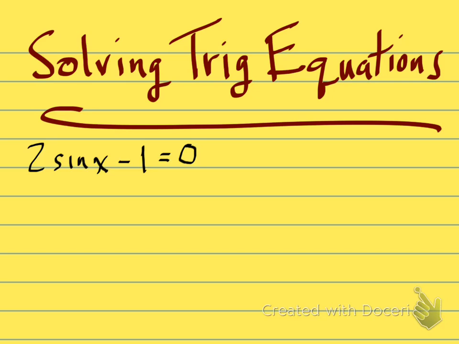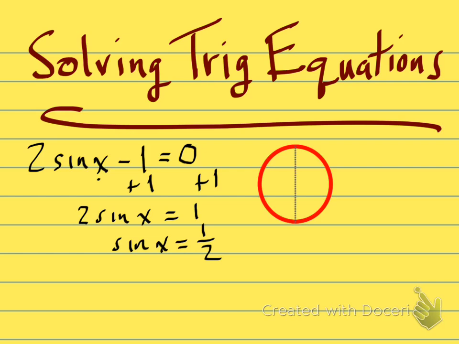So let's do our first example there: 2 sine x minus 1 equals 0. Now, one of the main things that's different about a trig equation is that instead of isolating x at first, you have to isolate the trig expression. So you're going to isolate sine of x instead of isolating x. Well, that's really not too hard, right? You're going to add 1 and divide by 2, and so you get sine of x equals 1/2.